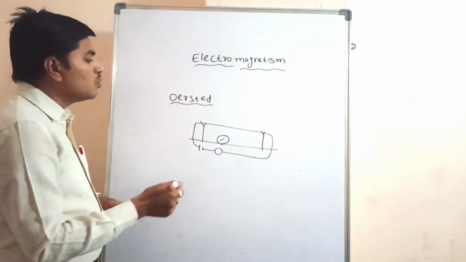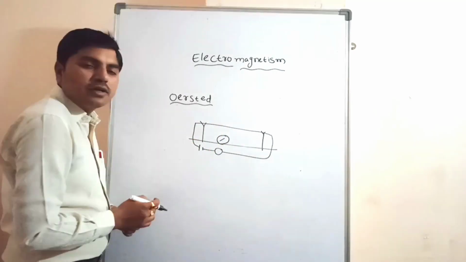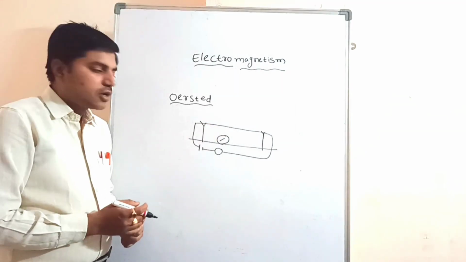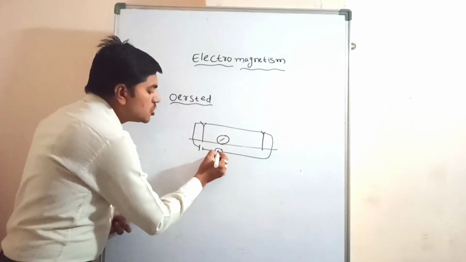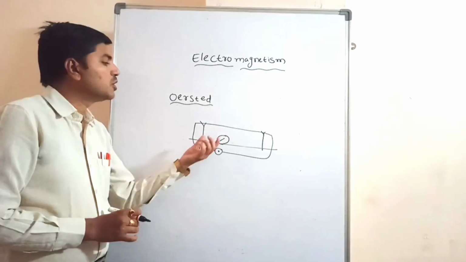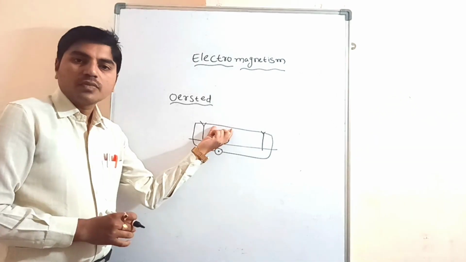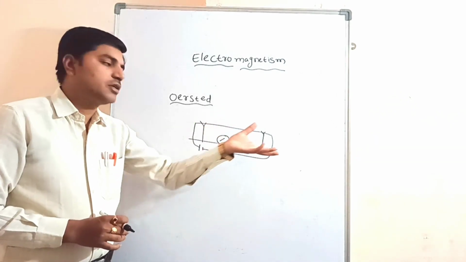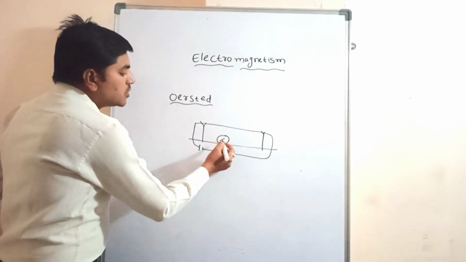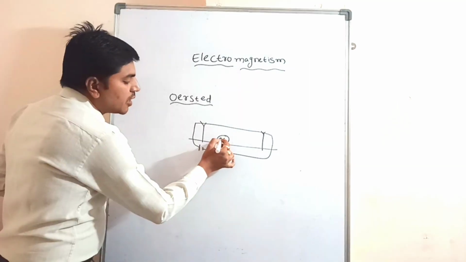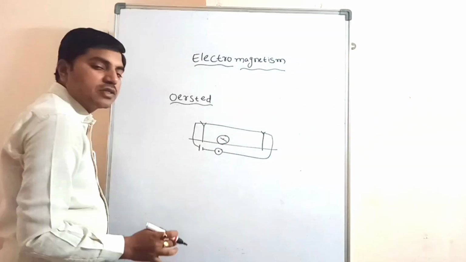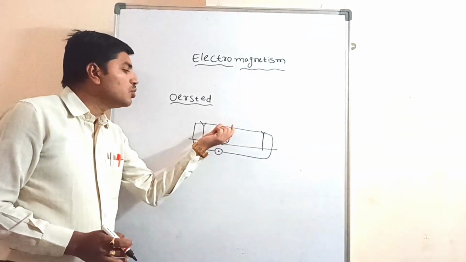Initially no current is passing through the copper wire, so there is no deflection in the compass. Then when we switch on, that is, when the key is closed, the copper wire gets electricity and the electricity passes through it. What he observed is that the compass shows some deflection.